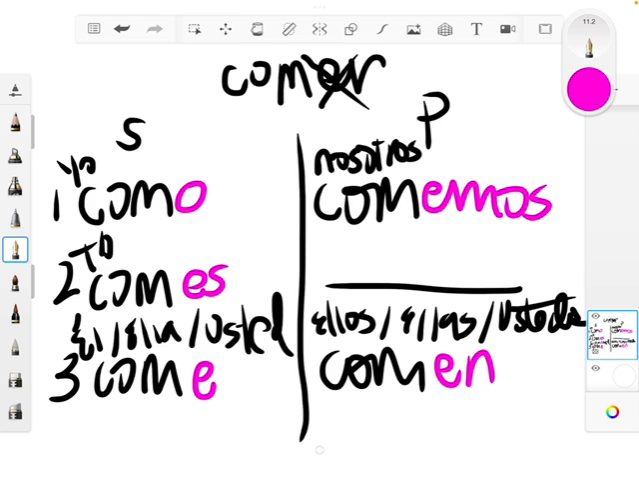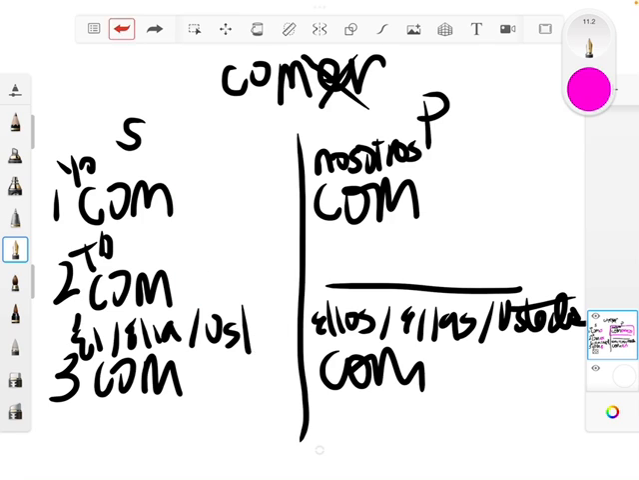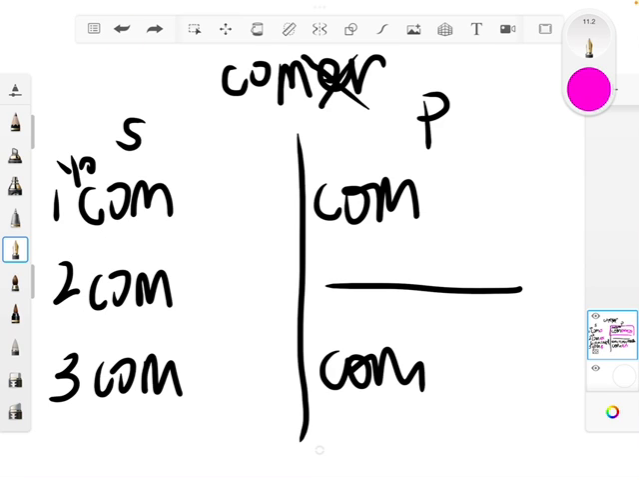Whenever we need to form an IR conjugation, it's going to be very similar to the ER, and you'll see that in just a second. The only difference is going to be here. Let me delete all of this really quickly.